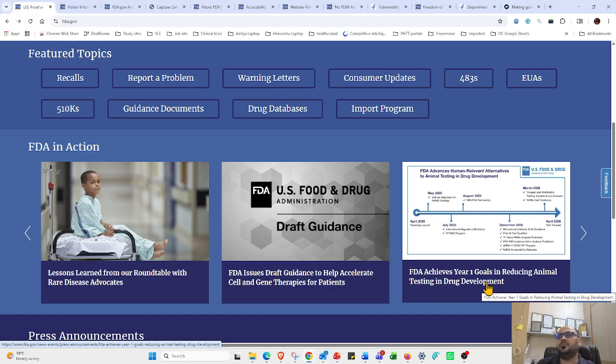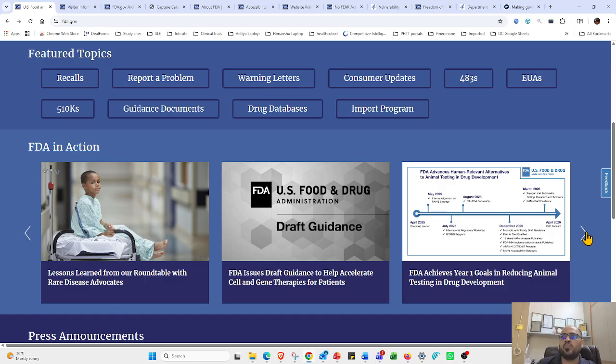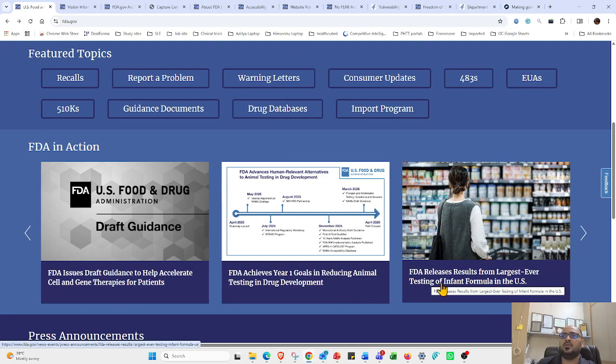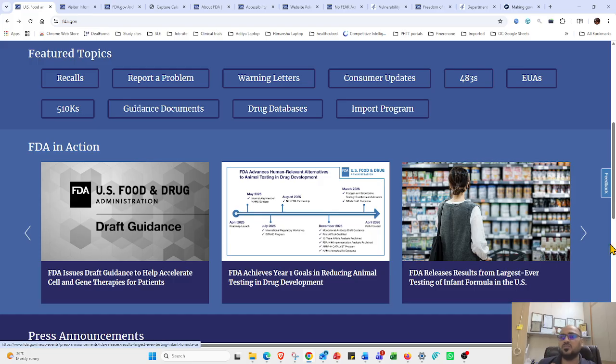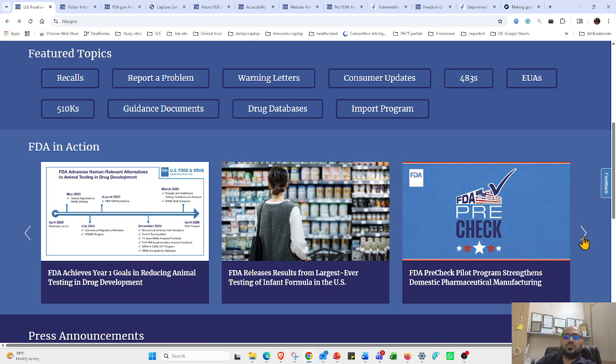Then FDA archive one year goal in reducing animal health testing. So this has been a policy which was very recently launched in 2026. Then results from the largest ever testing of infant formula. So they must have done some infant formula testing, and the results of that were published here. So these are all things which are showing that FDA has taken action. FDA PreCheck pilot program strengthening domestic pharmaceutical manufacturing. So they have some sort of a checkpoint program basically, right?